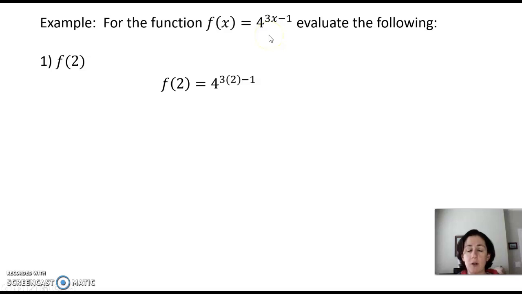Now for exponential functions, the exponent is in this imaginary set of parentheses, which says you need to do that 3 times 2 minus 1 first before you can take 4 and raise it to that power. And then we'll take 4 and multiply it to itself 5 times to get 1024.